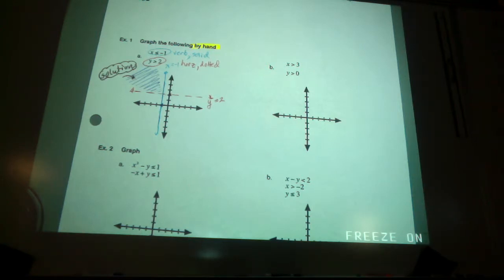So share your graph with those around you and see if they agree with you. So share where you think the solution is, where shadings intersect, what your lines look like. Check to make sure that the person you're looking at has labeled everything.